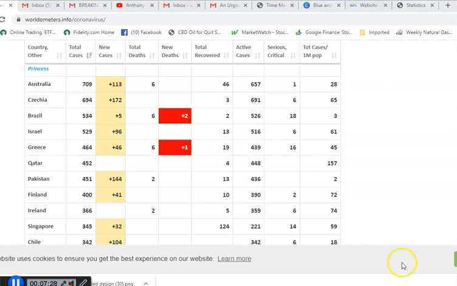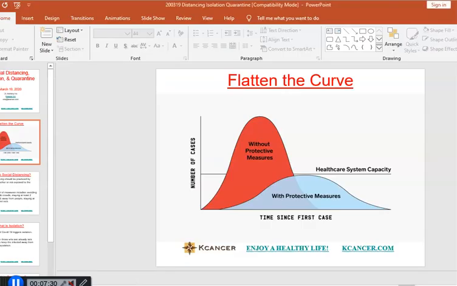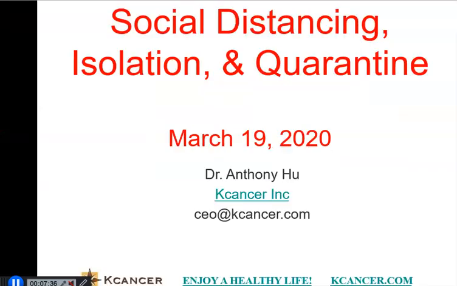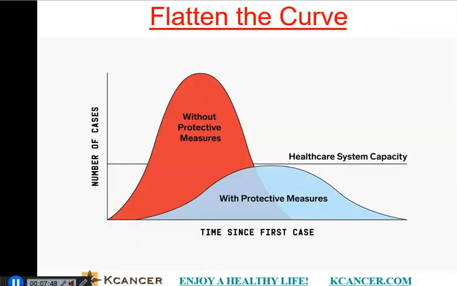Here, let's look at the few procedures we need to control the virus, and that includes social distancing, isolation, quarantine. Why do we need to do this? The first reason is to flatten the curve.